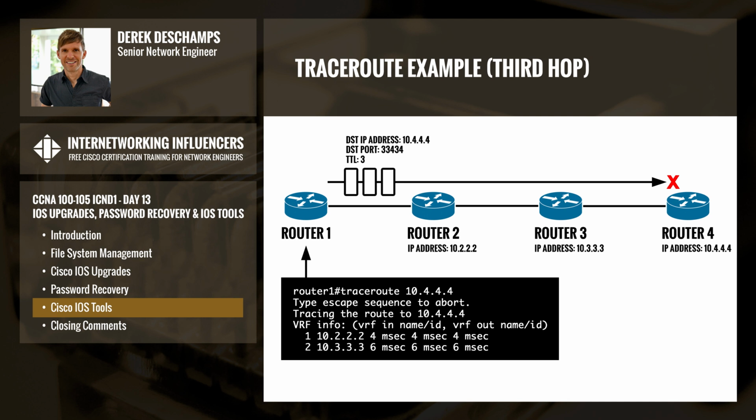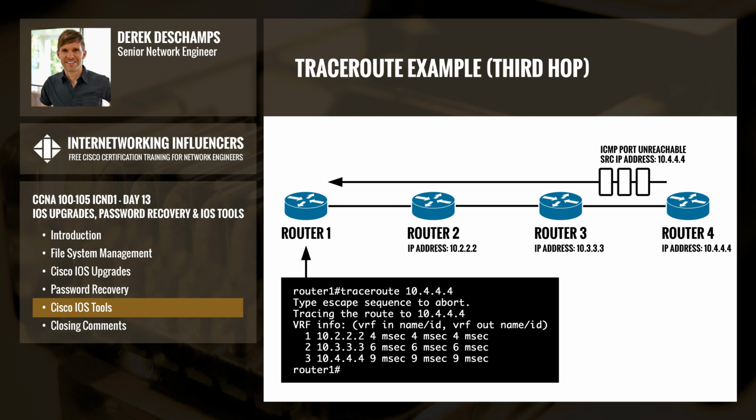To identify the third hop in the path, router 1 would send 3 packets to router 4, destined for an invalid port number with a TTL of 3. This time, the packets would reach router 4. Since the packets were sent to an invalid port number, router 4 would discard the packets.